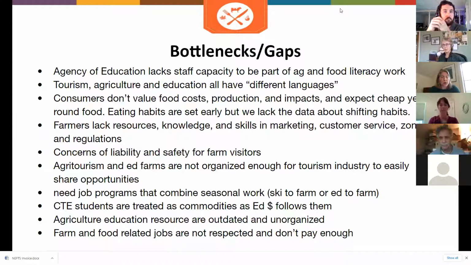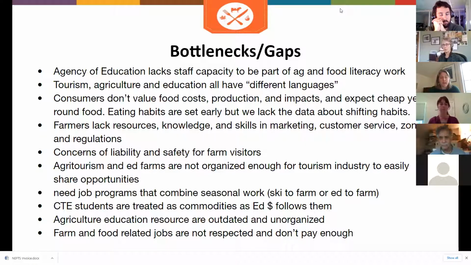Okay, so it came up in multiple places that the Agency of Education really does lack some capacity. So there's interest in wanting to be part of it, but they don't actually have the staff capacity to be part of a lot of the ag and food literacy work that we're all doing. And so that became a definite barrier within a couple of the briefs.